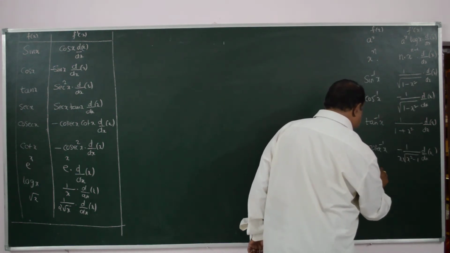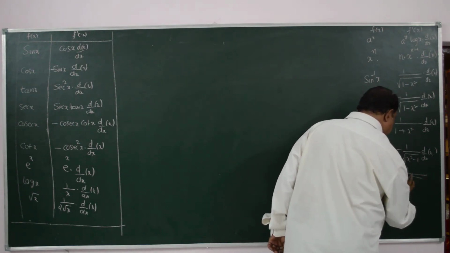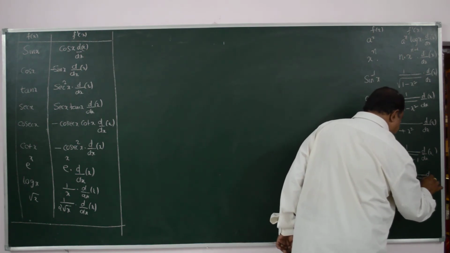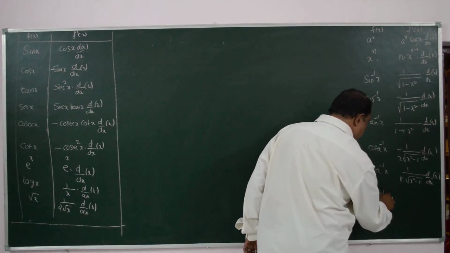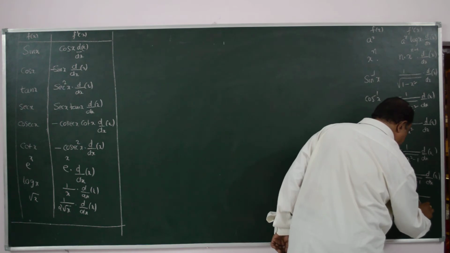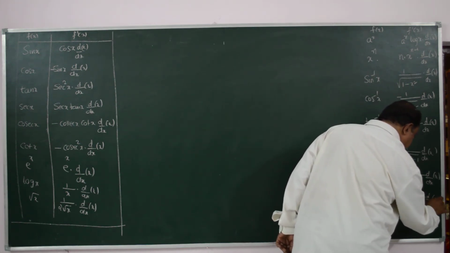If y equals secant inverse x, then 1 by x into root of x square minus 1 into d by dx of x. And lastly, if y equals cot inverse x, minus 1 by 1 plus x square into d by dx of x.